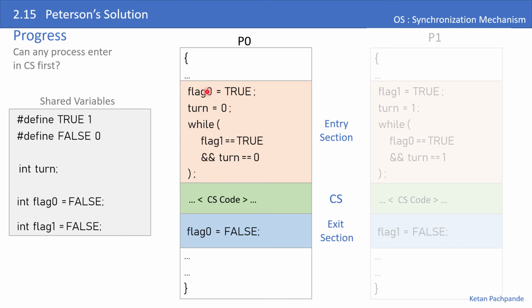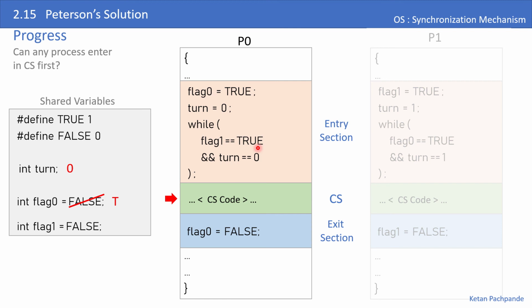So let me start the execution. Flag 0 will be set to true. Then the turn will be set to 0. Let's check the while condition. Flag 1. What is flag 1's value? Still false, the other process, isn't it? False is equal to true. The condition is false, and that's why this while loop is going to break and the process P0 enters into the critical section. So if process P1 has not arrived, the process P0 is able to enter into the critical section.